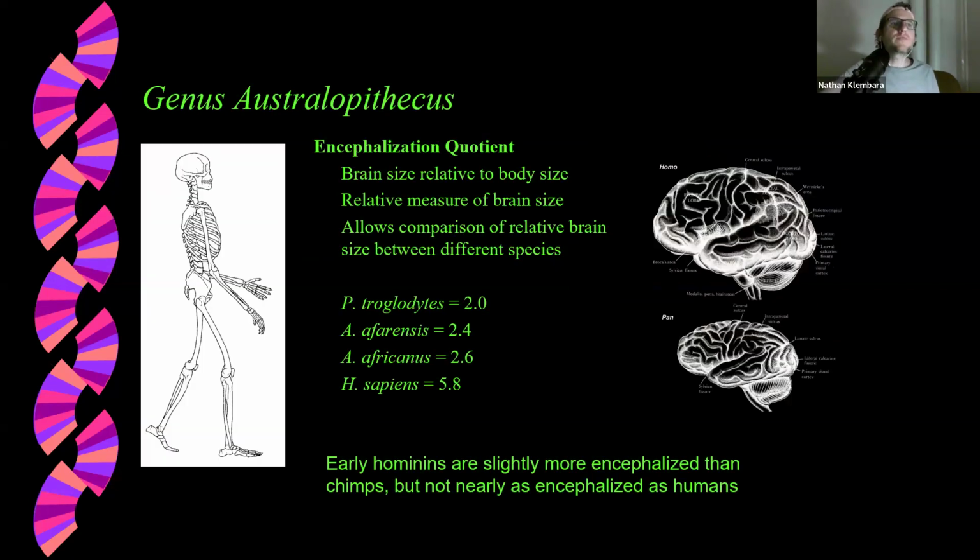They still have a very small encephalization quotient. For Homo sapiens, ours is anywhere between a 6 and a 7.5. Chimpanzees are at 2. The Australopithecines are at about 2.5. So marginal brain expansion, but not very much.